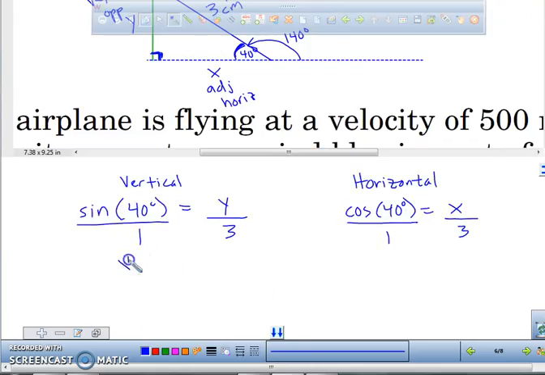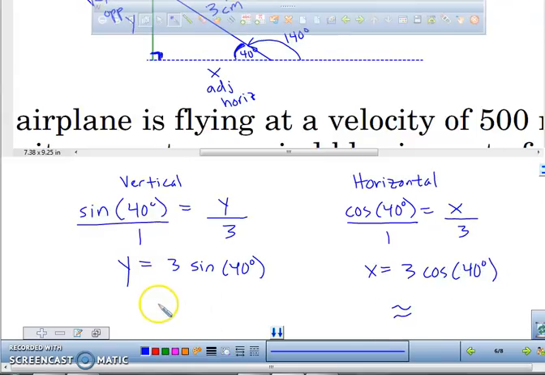So what is your vertical going to equal? Y will equal 3 times the sine of 40 degrees, and your x value equals 3 times the cosine of 40 degrees. And make sure your calculator's in degree mode. Just round to the nearest tenth, and that will be acceptable. And your answer should be labeled in centimeters. And that will give you your magnitude for your vertical and your horizontal component.